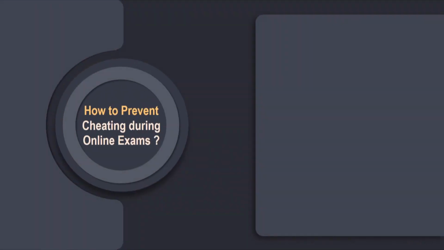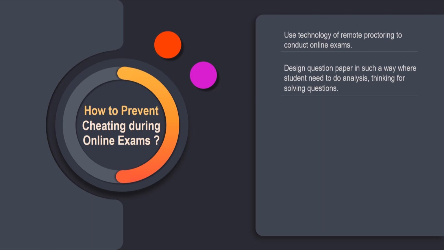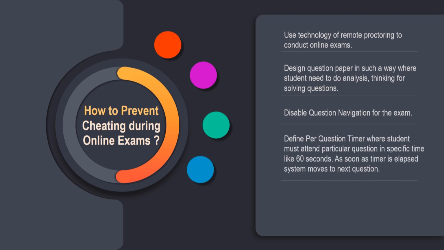So now, how do we prevent cheating during the online examination? Use technology of remote proctoring to conduct online exams. Design a question paper in such a way that the students need to analyze and think for solving the questions. Disable the question navigation for the exams. Define a pre-question timer where the student must attend a particular question in a specific time, for example 60 seconds. As soon as the timer elapses, the system moves to the next question.